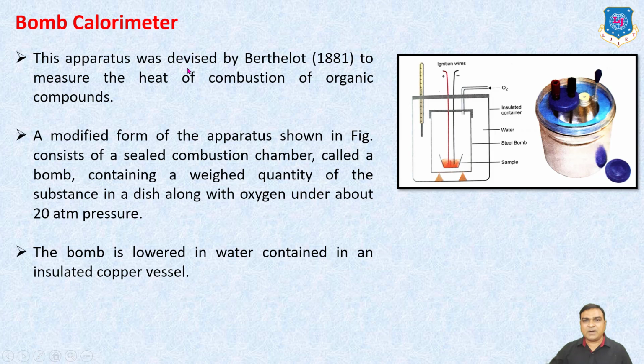This apparatus was devised by Berthelot in 1881 to measure the heat of combustion of organic compounds. Okay, organic compounds mean coal, petrol, diesel, etc., which are organic. So here this is the construction of the bomb calorimeter. A modified form of the apparatus shown in the figure consists of a sealed combustion chamber called a bomb containing a weighed quantity of the substance in a dish along with oxygen under about 20 atmospheric pressure.